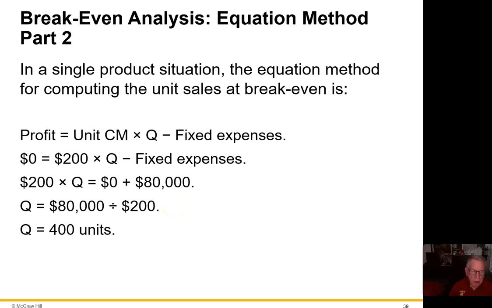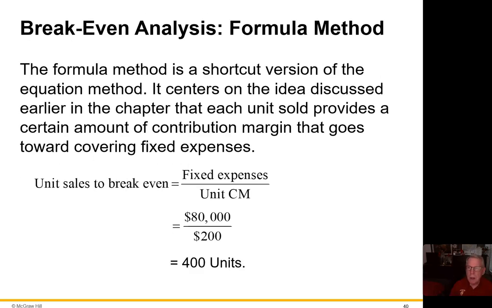Fixed cost divided by the contribution margin per unit. That's going to give you break-even point in units. Okay, key formula. I'll say it again. Fixed costs divided by the contribution margin per unit. Okay, so now the formula method is a shortcut to that. And that's exactly what I just said.